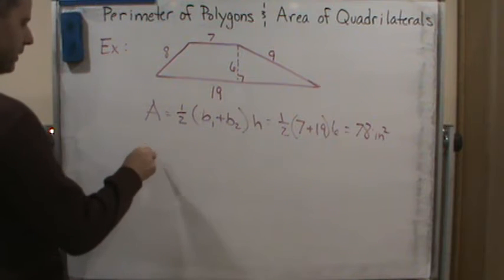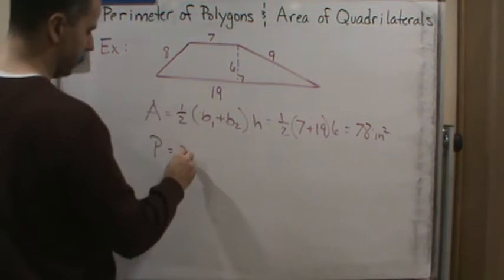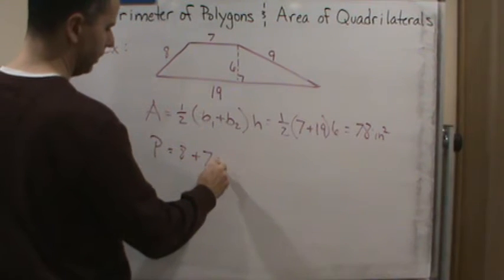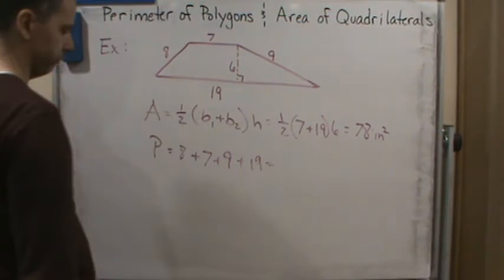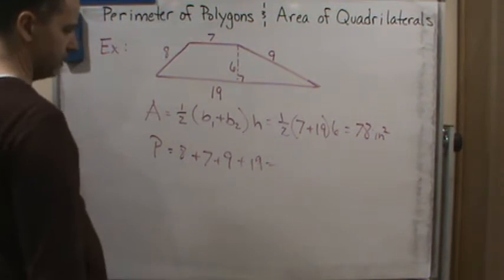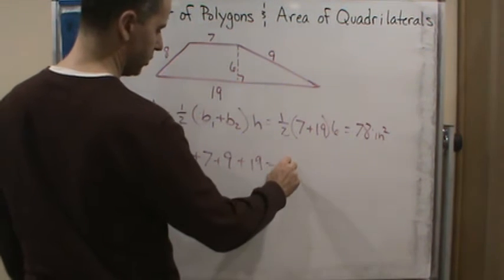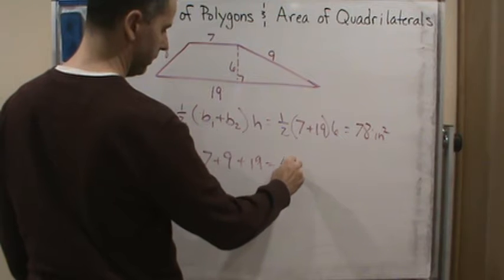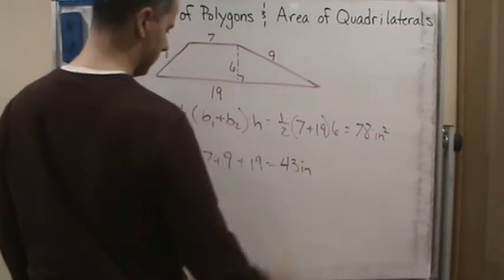Well, again, perimeter in this case, you're just adding up the sides. So it's just going to be 8 plus 7 plus 9 plus 19, really. Okay, so this would be 15 plus 28. So 15 plus 28, 43. So it would be 43 inches.